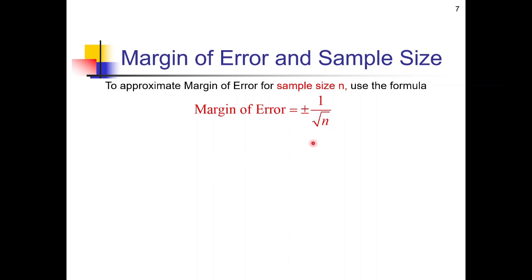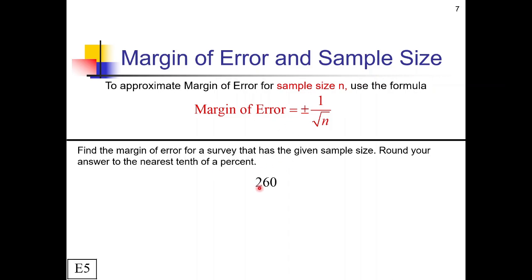So here's something you can use to give this a test drive. We want to find the margin of error for a survey that has a sample size of 260, and then just round your answer to the nearest tenth of a percent. Pause the video, give it a shot. All right, let's see how this went.